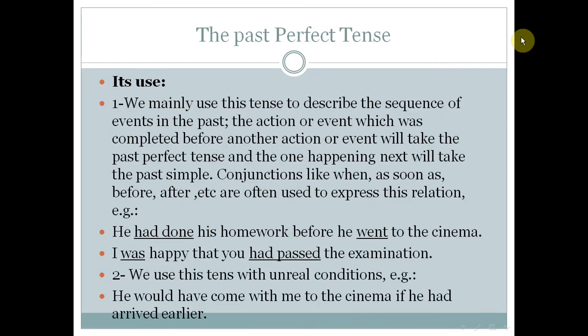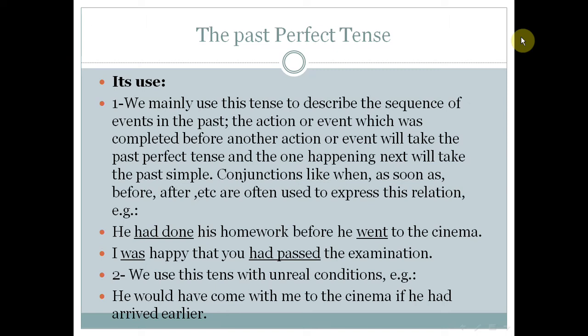Now its use. When we use the past perfect tense, we mainly use this tense to describe the sequence of events in the past. The action or event which was completed before another action or event will take the past perfect tense, and the one happening next will take the past simple tense.